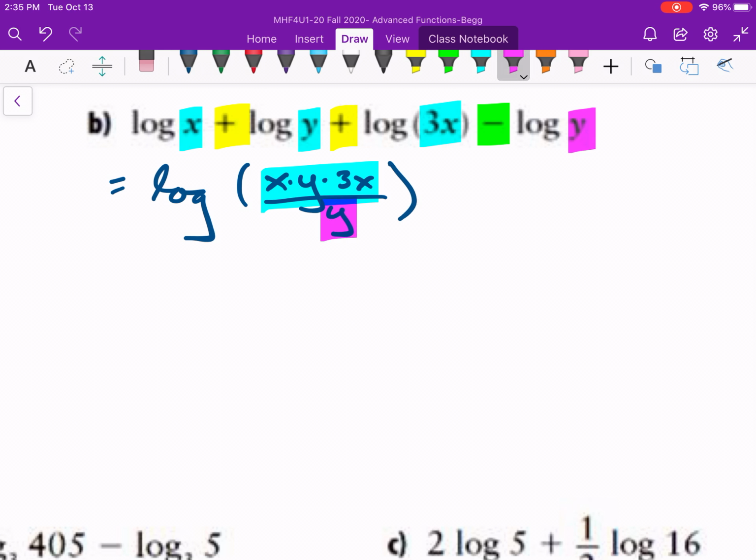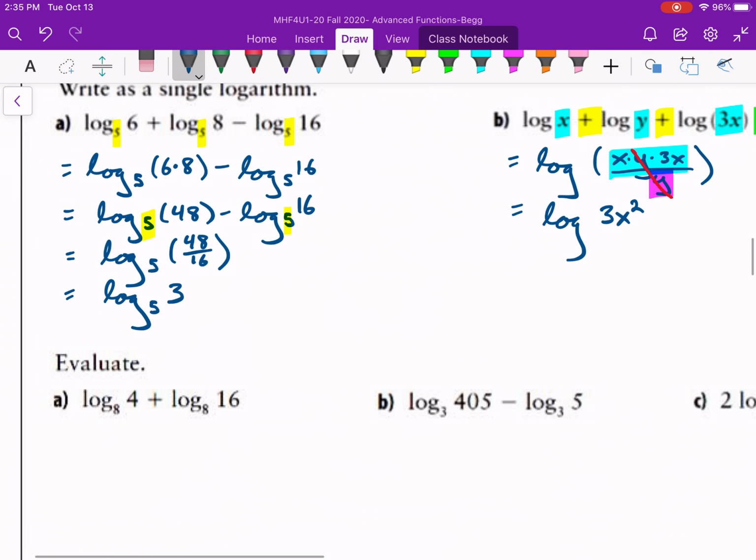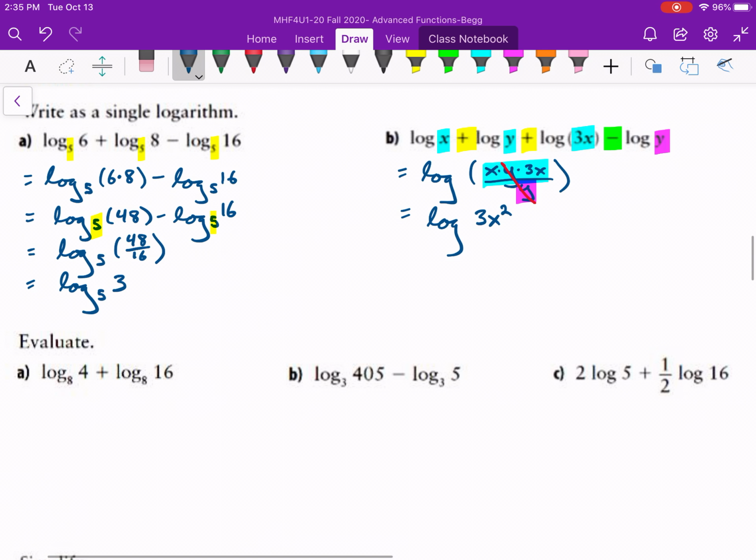So again, highlighting just meant to show where things are coming from and to highlight various things as we go along. Now, as we can see already, we've got a y over a y. Those can cancel out. And what I'm left with is log of x times 3x, which is just 3x squared when I multiply that out. And I can't go any farther, so that would be my simplification for this one.